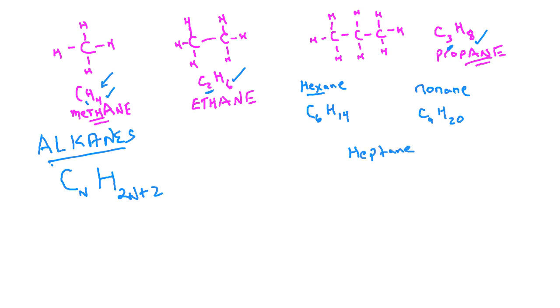Hept is 7, so n is 7. So H is going to be 2 times 7, which is 14, plus 2 is 16. Okay, so all the alkanes follow this amazing formula. You take twice the number of carbons, and then you add 2. And remember, this is always an even number.